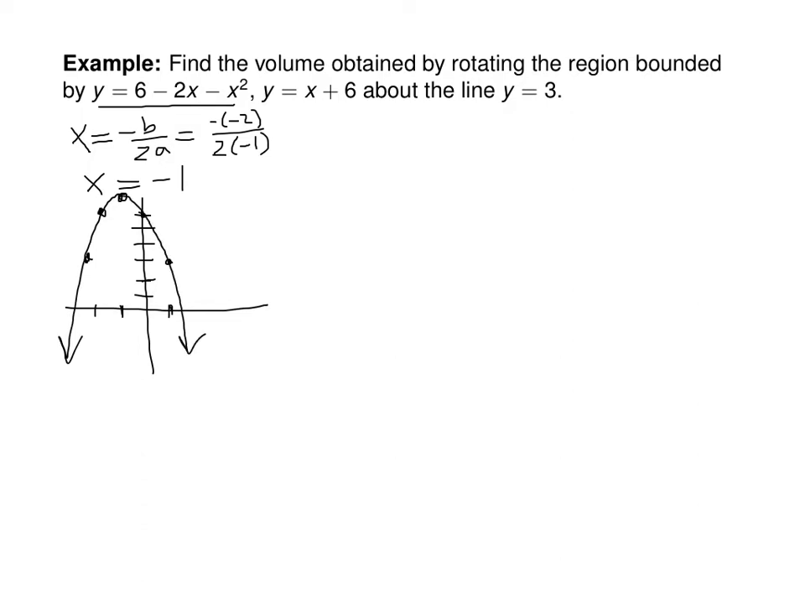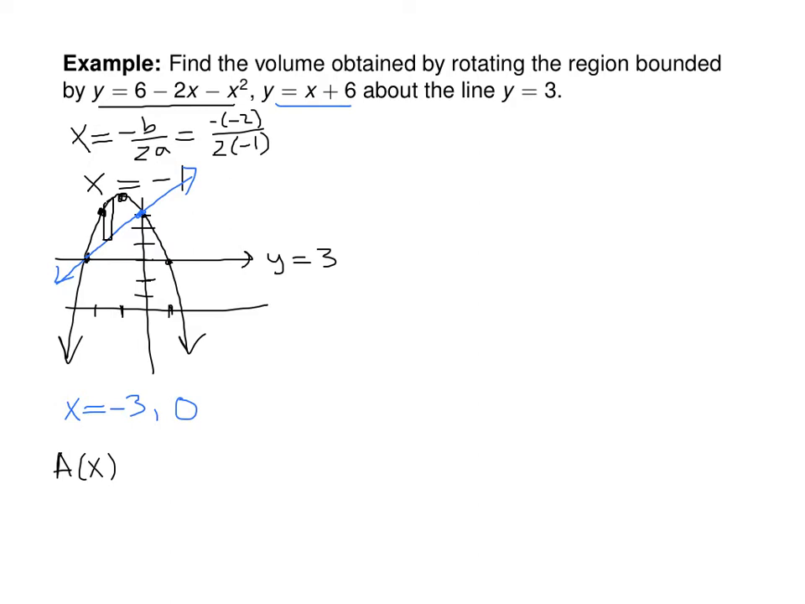y equals x plus 6 starts at 6, has slope 1. It's going to end up intersecting right there. You can verify that algebraically, but these two curves intersect at x equals -3 and x equals 0. Now the area of my cross-section, I'm going to slice perpendicular to my axis of rotation. My axis of rotation is the line y equals 3. So my cross-section will be circles with holes in them.